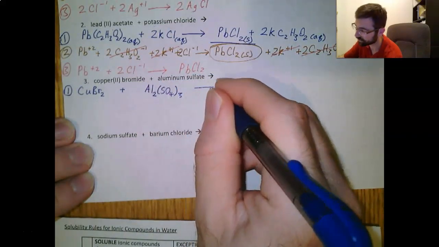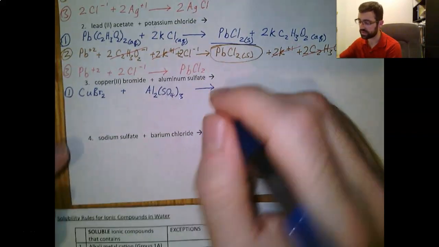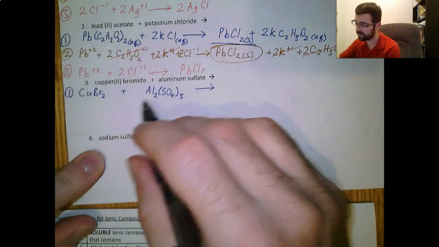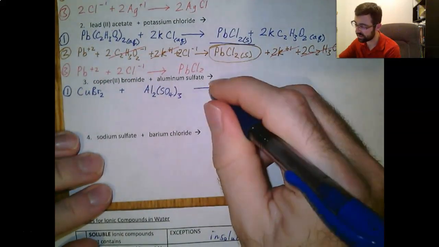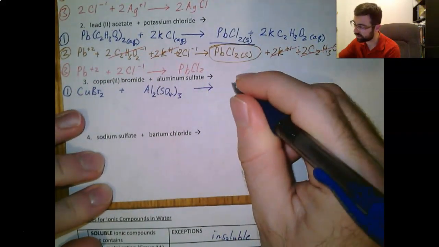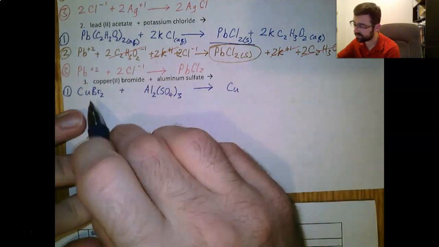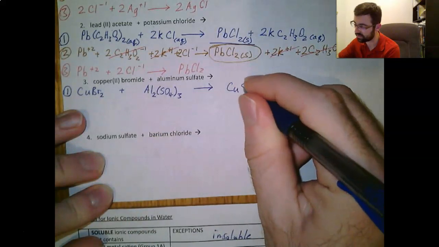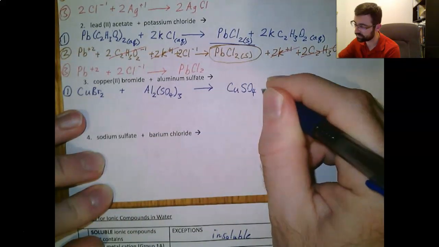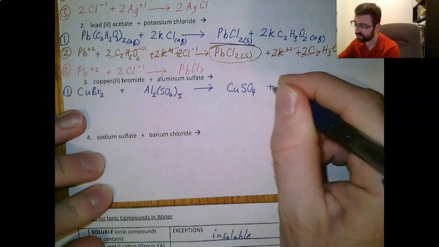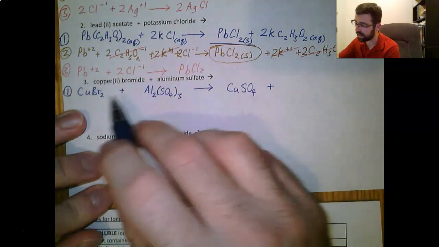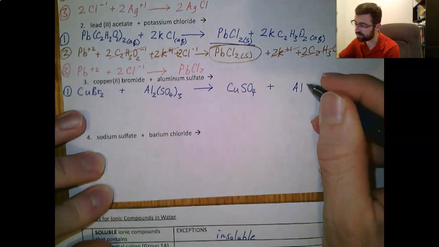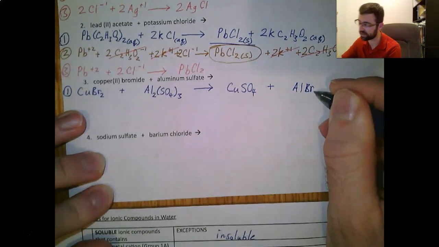Yields. Well, we're going to have some switching. Copper goes over here, aluminum goes over there. So let's start by saying copper, it has a +2 charge, sulfate has a -2 charge, so it's just CuSO4. Plus, and then aluminum and bromide, Al has a +3 charge, Br is -1, so it's going to be AlBr3.